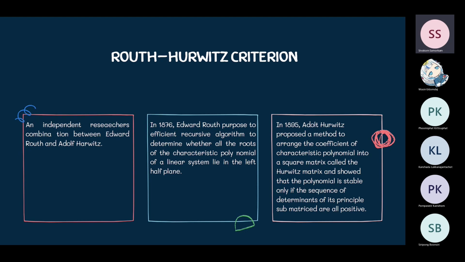In 1895, Adolf Hurwitz proposed a method to arrange the coefficients of the characteristic polynomial into a square matrix called the Hurwitz matrix, and showed that the polynomial is stable only if the sequence of determinants of its principal submatrices are all positive.